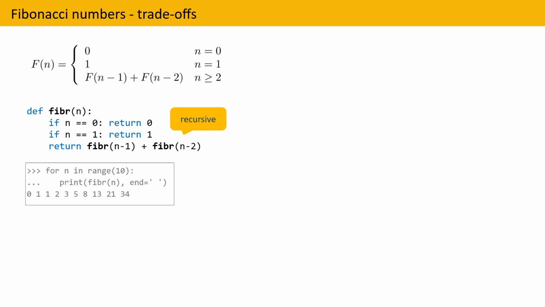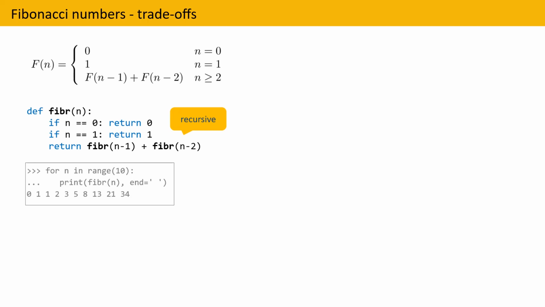The reason is that there are many duplicate computations occurring. For instance, fib_r of n-1 and fib_r of n-2 are both computing the same sequence of Fibonacci numbers twice, with the exception of the last.